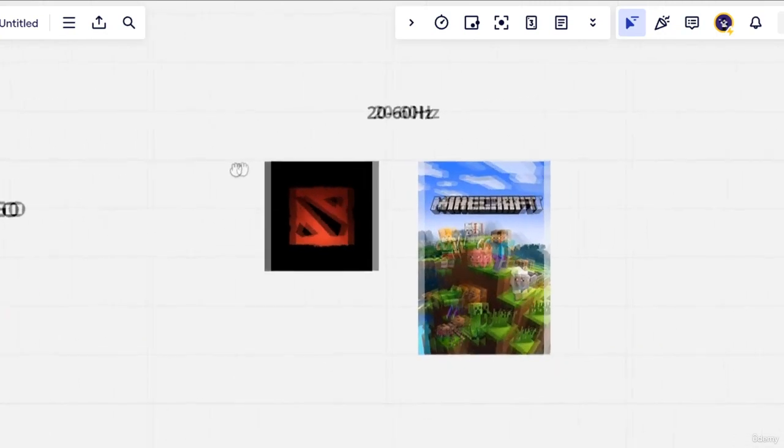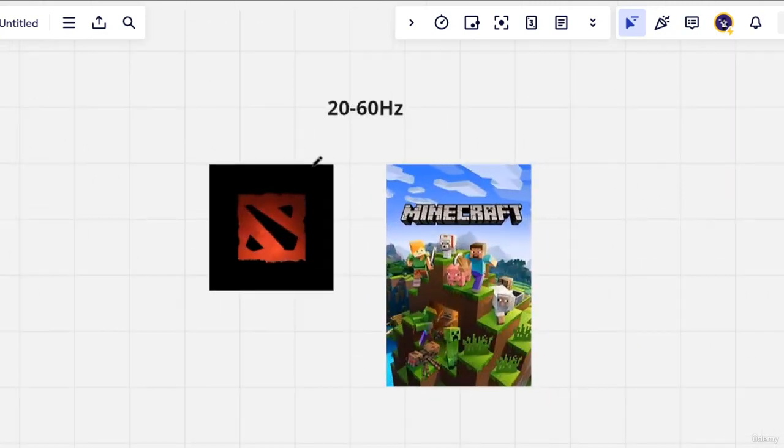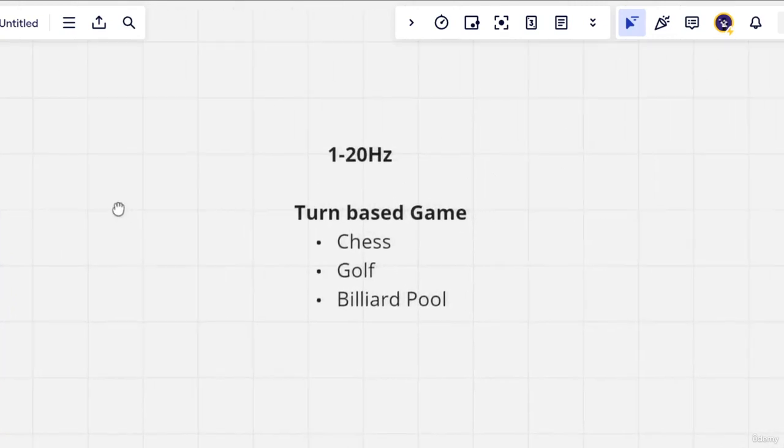Now let's take a look at another example here. We have Dota and Minecraft. Dota is a competitive game too. However, because we are looking at the top-down view, we don't really need very high precision. And the player characters also don't move quickly. That's why Dota uses around 20 Hz. Meanwhile, Minecraft also runs at 20 Hz. And lastly here, we have turn-based games. Turn-based games rarely update the game information, hence we only need around 1 to 20 Hz. For example here we have chess, golf, and billiard pool.